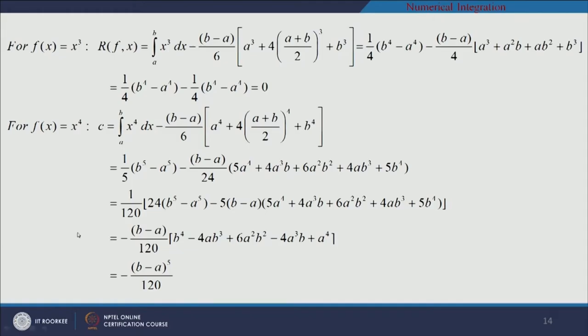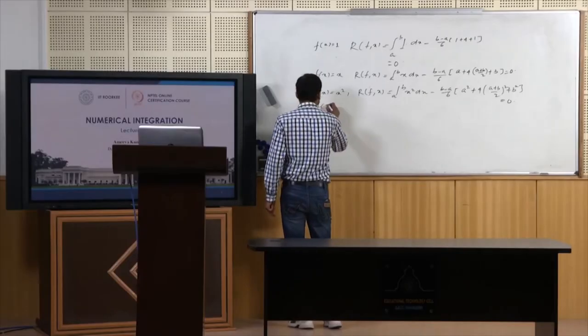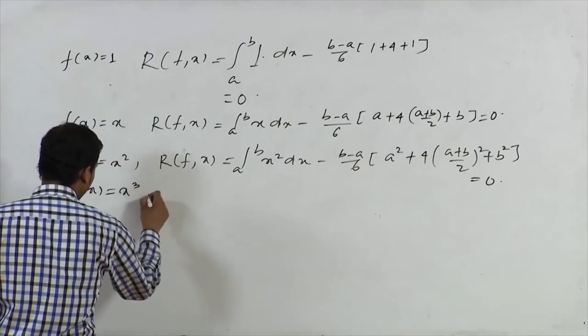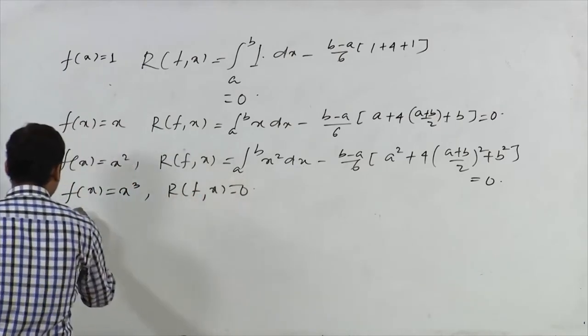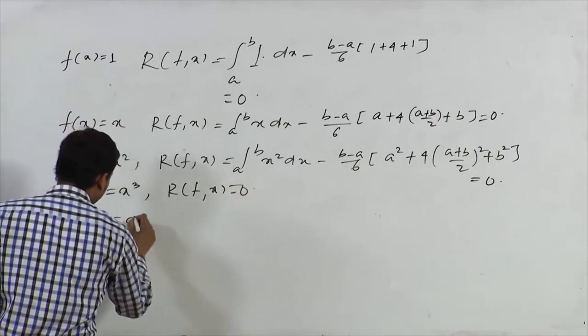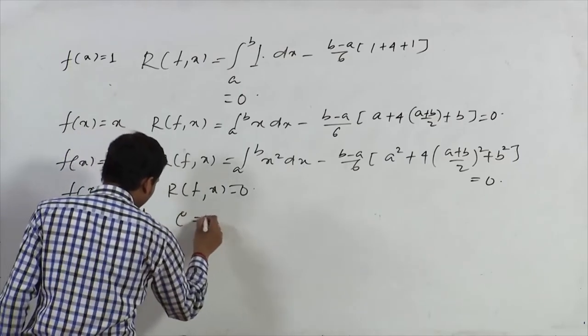So, that is why we have just to consider the immediate next term for this error here, that is f of x equals x to the power 4. If you put f of x equals x to the power 4 here, that can be written as c equals to, if you see here, f of x to x is q, r of f of x equals 0 here, and for f of x equals x to the power 4, we can just compute the c term here.